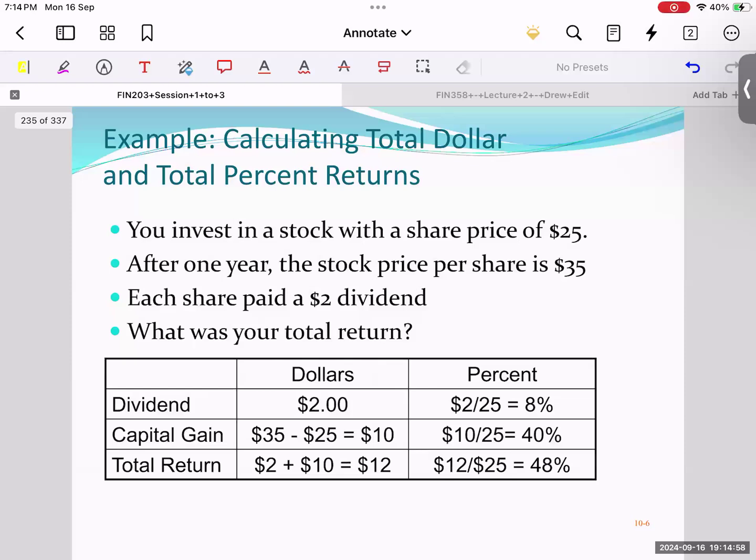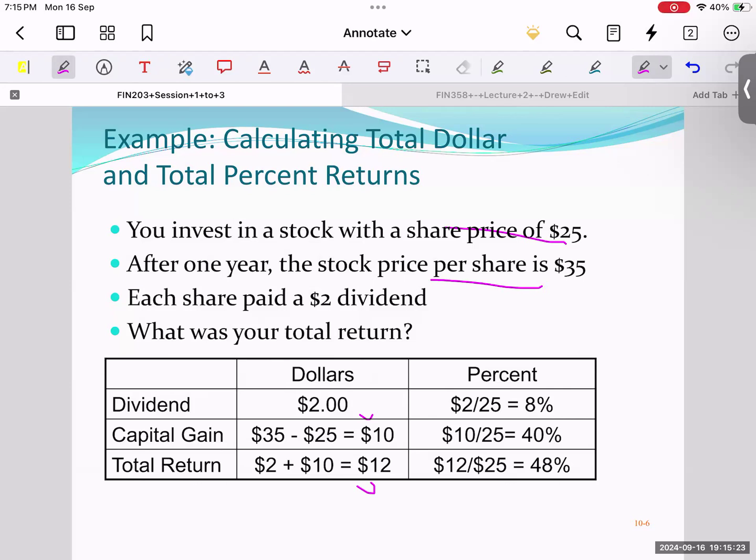All right. So this is a numerical example to illustrate it a bit more. Imagine you have a dividend of $2. Your initial share price is 25. After 1 year, your share price is 35. You know that your capital gain is $10. When you put numbers, it's a bit easier. Your total return is 12, in terms of percentage, which is what we're more interested in.